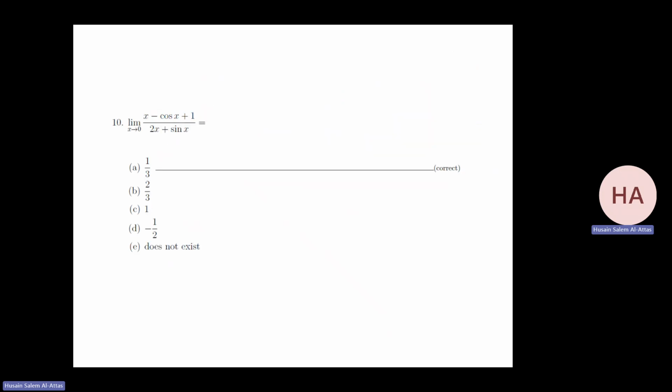Same idea, but now I have cosine. So I need to be careful. I need the cosine with the minus 1. So it will be x. Yeah, let me do it in details, in steps. x minus cosine x minus 1 over 2x plus sine x. Now I divide by x in numerator and denominator.